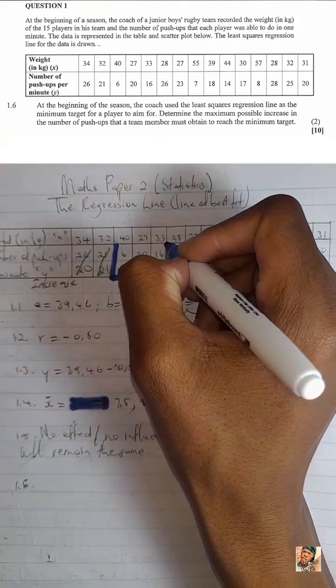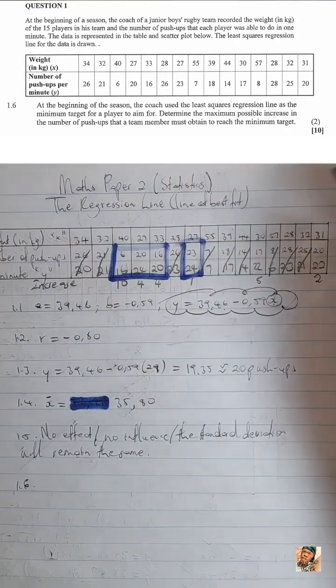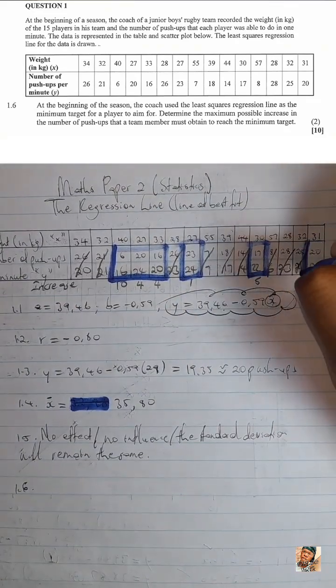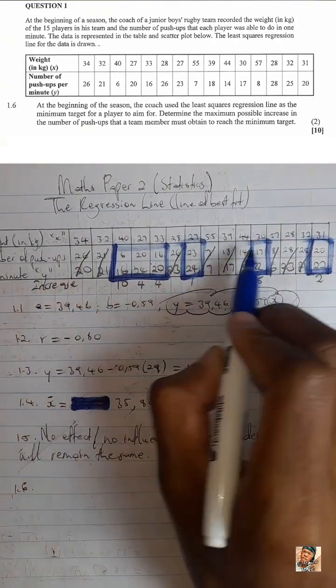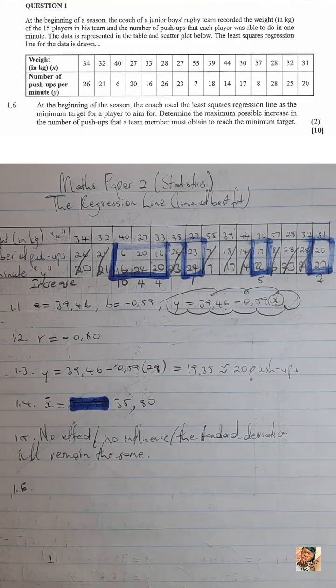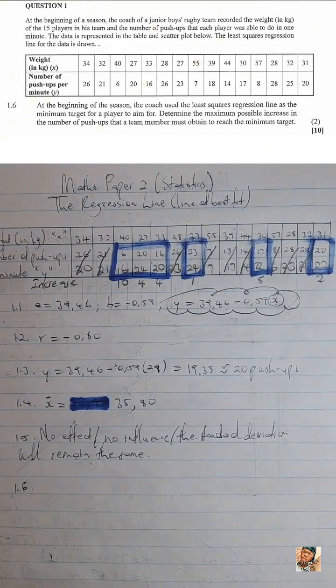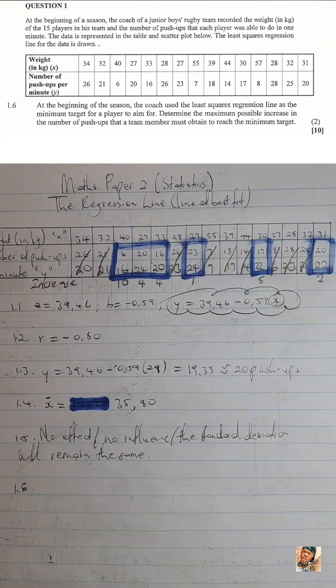These players. This one. This one. And this one. So 1, 2, 3, 4, 5, 6 players. So 6 players need to increase the number of push-ups, though they were not able to reach the minimum target. The question asks, determine the maximum possible increase in the number of push-ups that each team member must obtain to reach the minimum target. So we're going to do that.